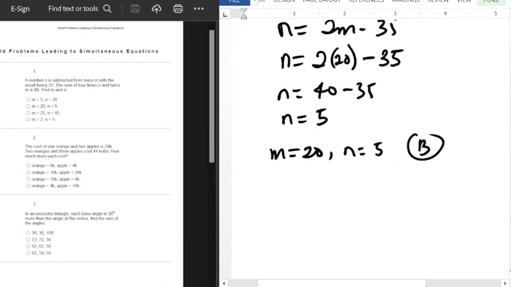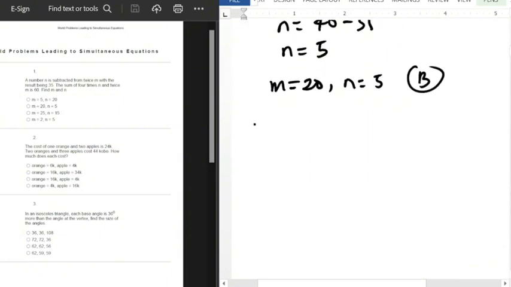Alright. So we move to question 2 now. For question number 2, we have the cost of one orange and two apples is 24k. Two oranges and three apples cost 44 kobo. So how much does each cost?